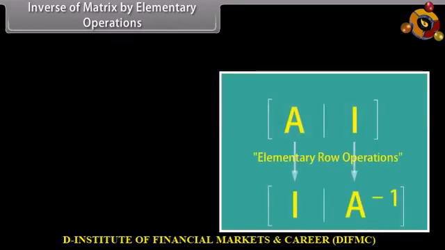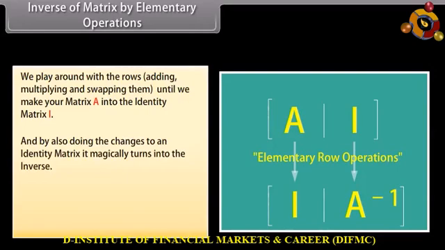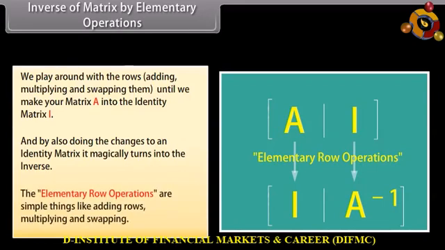Inverse of a matrix by elementary operations. This is a fun way to find the inverse of a matrix. We play around with the rows, adding, multiplying, and swapping them until we make our matrix A into the identity matrix I. And by also doing the changes to an identity matrix, it magically turns into the inverse. The elementary row operations are simple things like adding rows, multiplying, and swapping. Let us go through an example in the next screen.